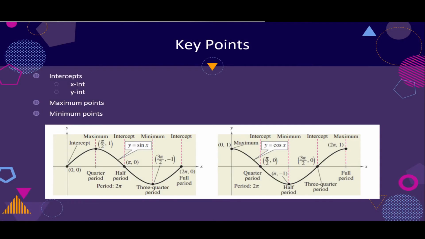You would plot those key points, the x-intercepts, the maximum and minimum, and then you will draw the curve between those points. Notice it's a smooth curve for each of these, okay? So you draw the maximum, minimum, and intercepts, and then draw the line between.